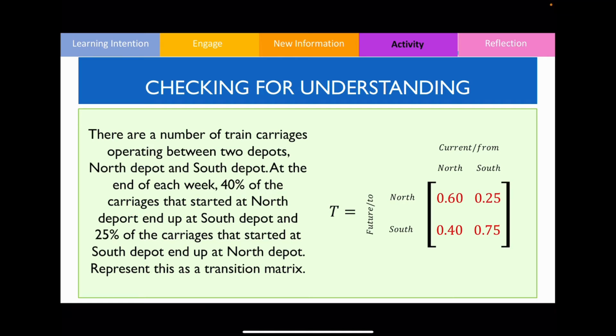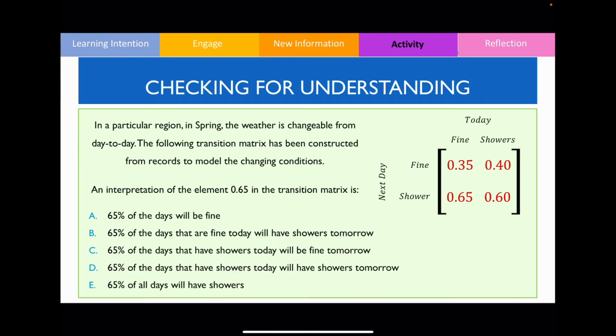Have a go with the next question. The next question wants you to interpret what the element 0.65 represents in the matrix. In this particular question, 0.65 is over here, and notice over here it's saying that it starts off with a fine weather, but there's a 65% chance that it's going to rain the next day, so therefore the correct answer is going to be B.